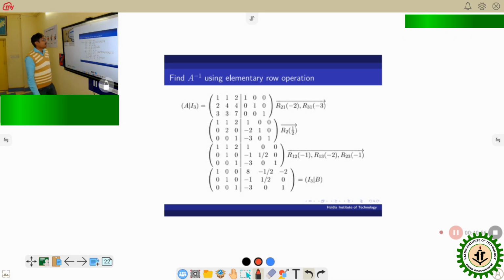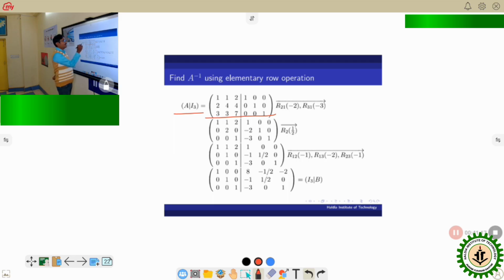And the last example: find A inverse using elementary row operations. What is the method? Given matrix A, the corresponding order here is 3. So take the 3 by 3 identity matrix alongside it and consider them as a whole; this is your matrix.